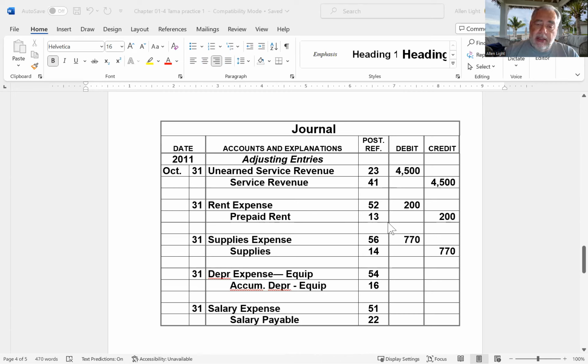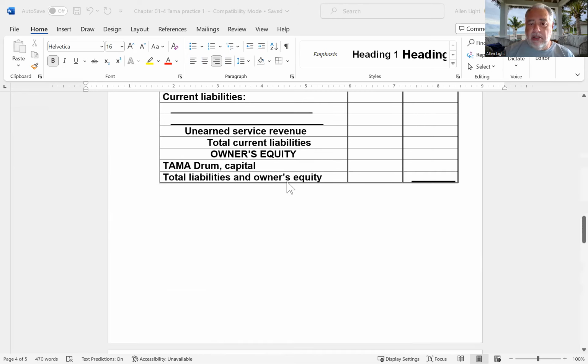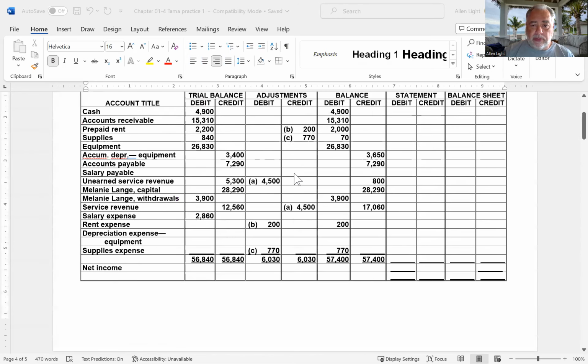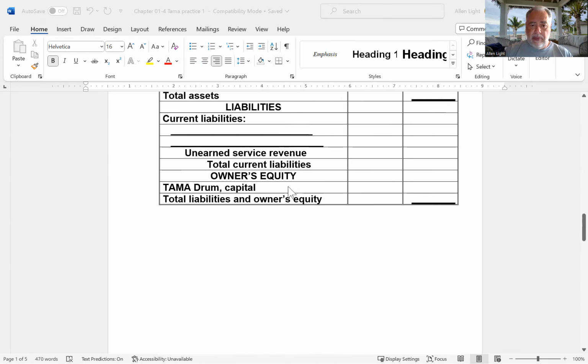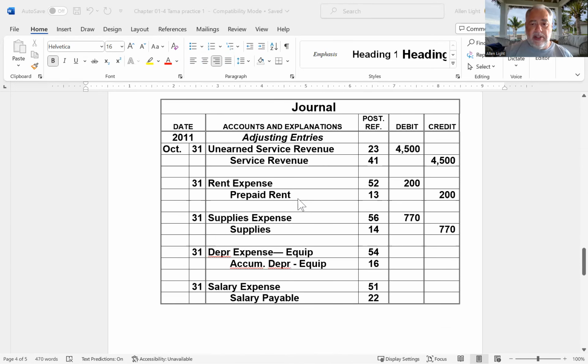Now, once we do our adjustments, the adjustments are only done on the worksheet. Okay, these balances right here are coming from the worksheet, but if we go into our ledger, that's not the balances. The balances in the ledger are these over here. So we've got to go in and journalize these adjustments. So that's what this is. This is journalizing the adjustments.